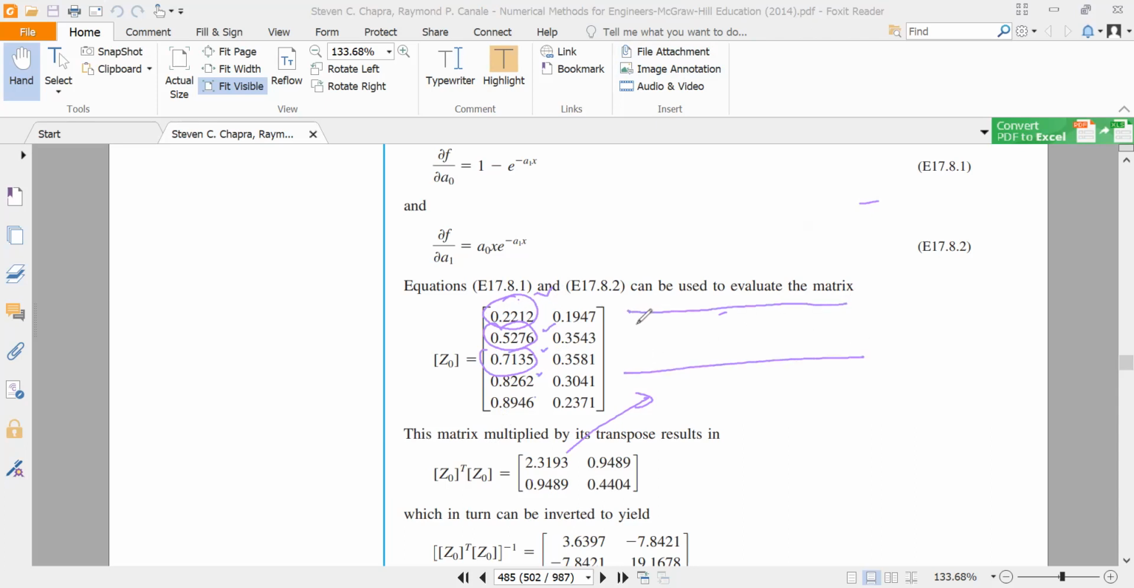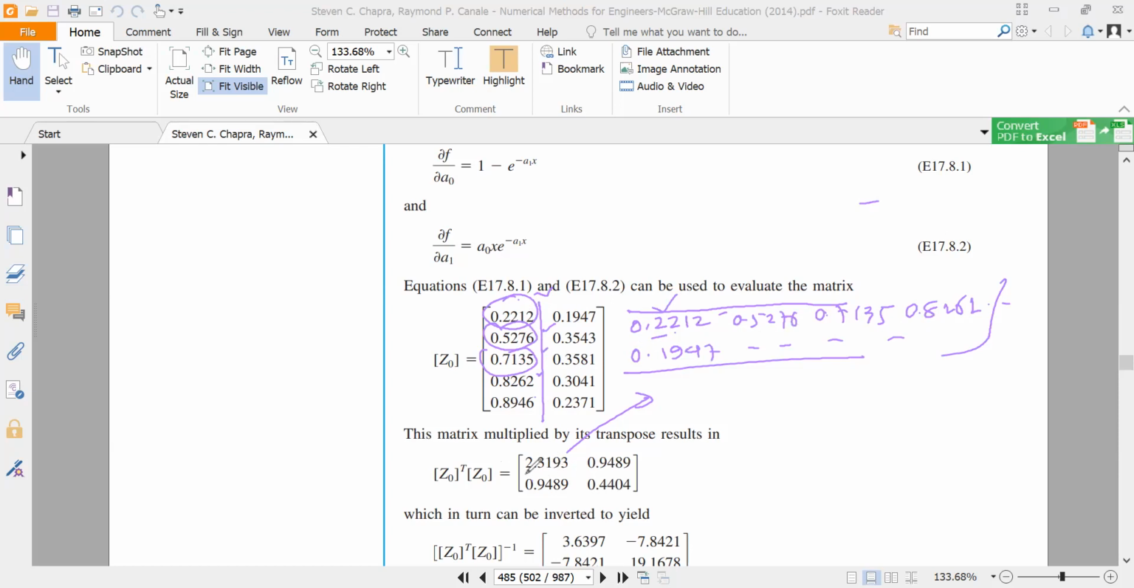That matrix will have an entry equal to 2212, 0.5276, 0.7135, 0.8262, something like this, isn't it? And that entry will be equal to 1947, something like this. Okay, so if you want to multiply this column with this row with this column, are not all the elements squared? Yes, sir.